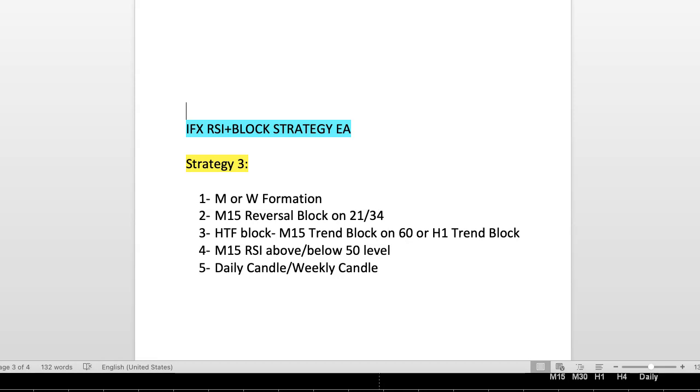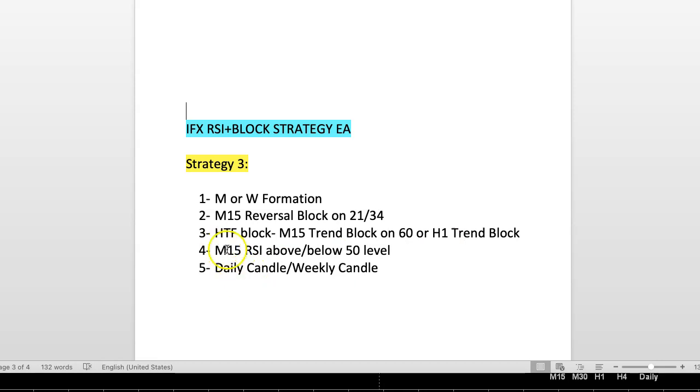So now let's talk about strategy number 3 using the EA. What we're looking for is M or W formations using the EA, and we're going to be using the M15 reversal block, either on 21 or 34 settings. We're going to be using the higher time frame block filter, but we're going to be using the same time frame, which is M15 trend block on 60. You can use a higher time frame, H1 or H4, if you would like to. That is up to you.